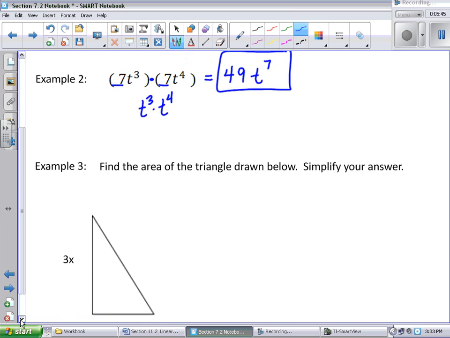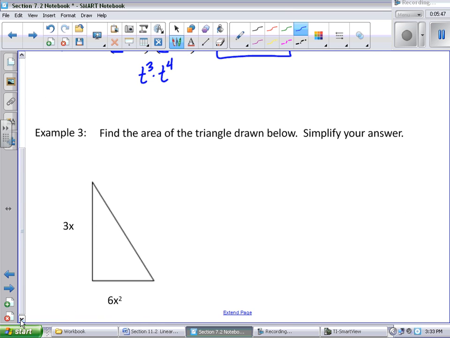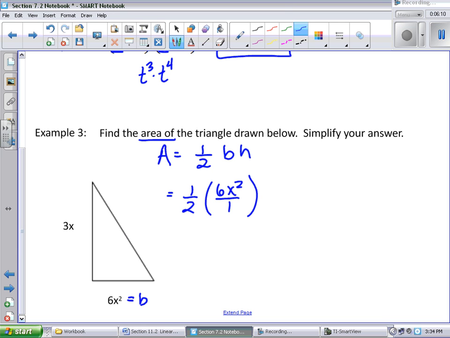In example 3, it says find the area of the triangle drawn below and simplify your answer. Remember, area of a triangle, the formula is 1/2 the base times the height. So in this case, I'm going to have 1/2. My base is 6x squared, and if it helps you to put it over 1, do that. And our height is 3x. And again, if it helps, put it over 1.